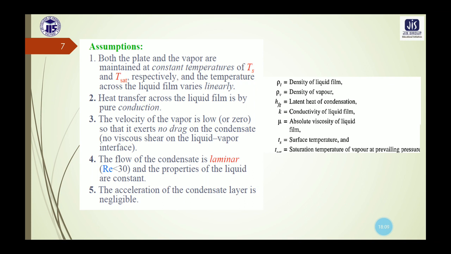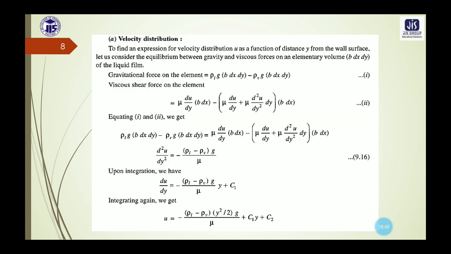And these are the different notations that we will use in this derivation: rho L is the density of the liquid film, rho V is the density of the vapor, hfg is the latent heat of condensation, and k is the conductivity of the liquid film. Mu is the absolute viscosity of the liquid film, Ts is the surface temperature, and Tsat is the saturation temperature of vapor at prevailing pressure. These notations will be used in the next slides.